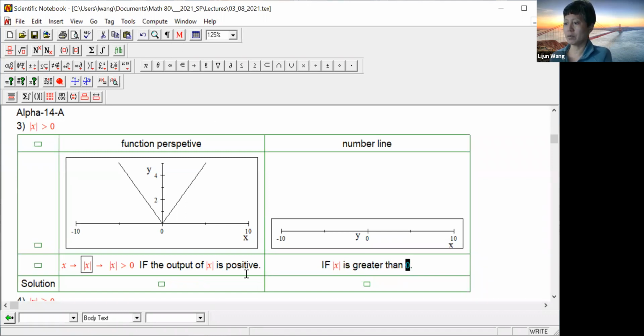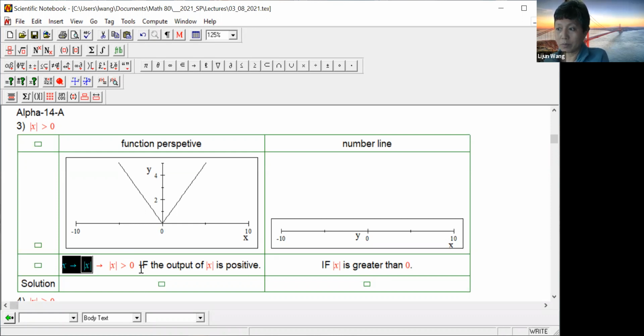Okay, so all of these are interpretations, right? We want the absolute value to be positive. So what will be the solution? Two perspectives, from function perspective. The function perspective says, find me all the inputs such that the output is positive. Well, remember, what's the domain for this function?